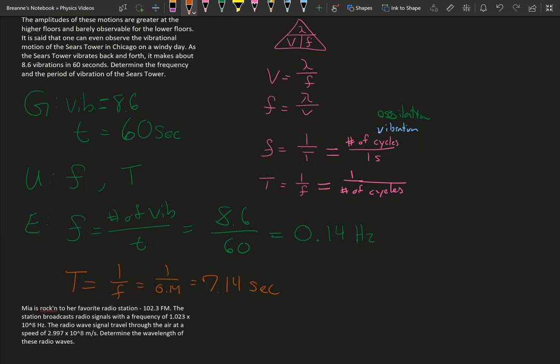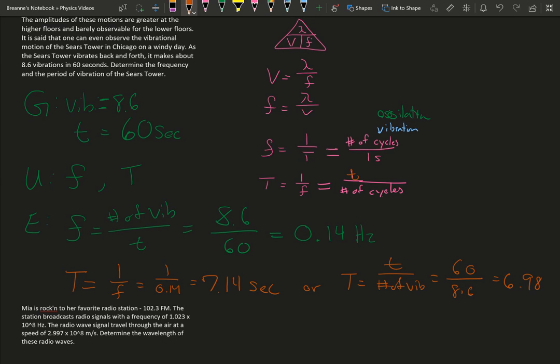Or you could do the time, that should be T, over your number of vibrations. So it'd be 60 over 8.6. And you should get, if not the exact same answer, close to it. And you got 6.98. So there is a little discrepancy, and it could be how I rounded.